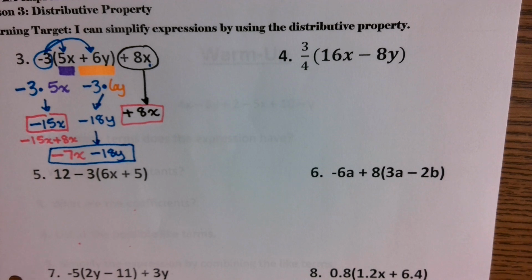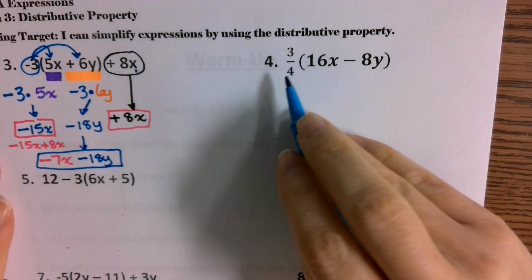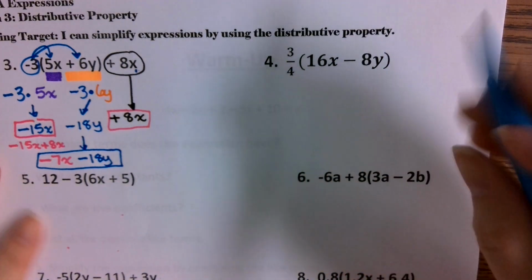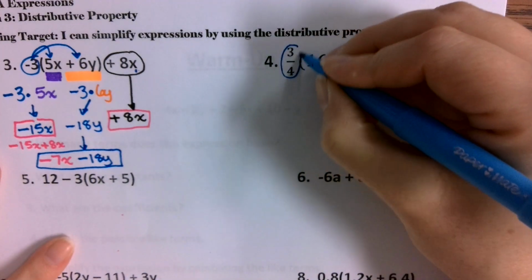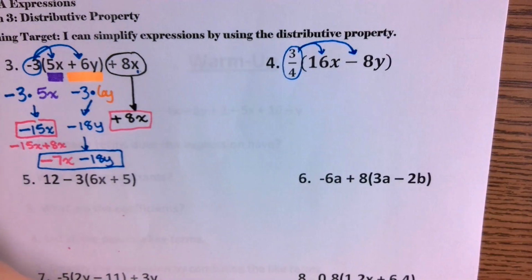Okay, problem number 4. I know everybody looks at it and goes, oh, it's a fraction, I can't do it. You can, because you have a tool to use. You've got that calculator. It's no different. Even though it's a fraction, it's still distributive property. We're just taking this 3 over 4, and we are distributing it to the 16x.